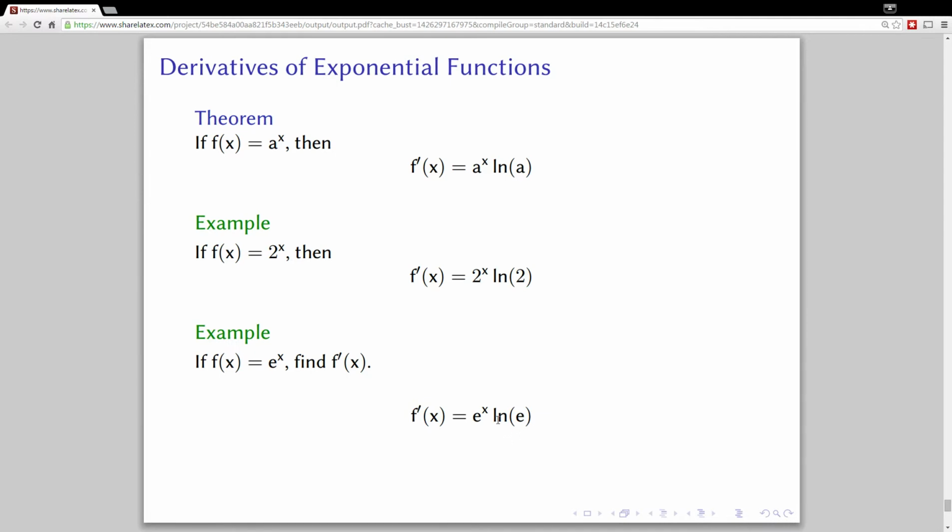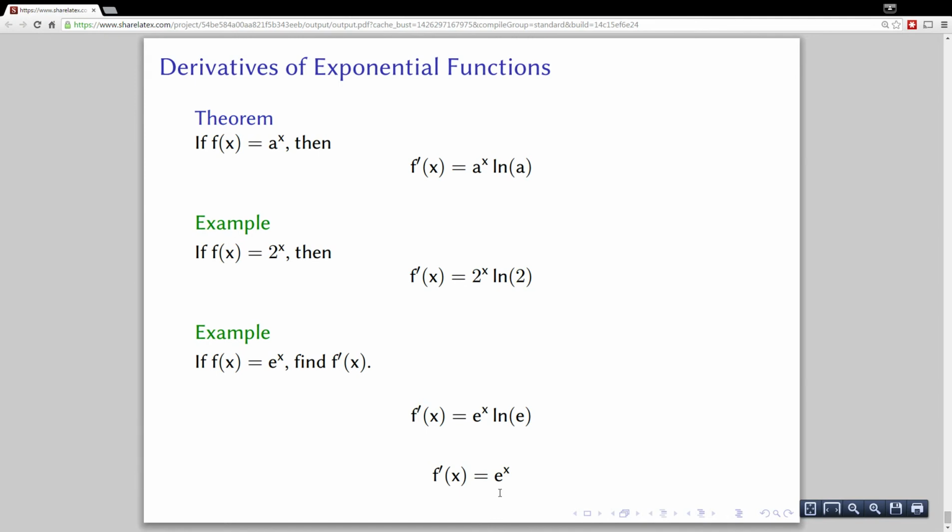Well, the natural log of e turns out, because ln is log base e, and I'm taking that ln of e, that number is just equal to 1. So this whole part right here is just equal to 1, and 1 times e to the x is just e to the x. And so we get a really nice property about e to the x. It's its own derivative. There's no function that's easier to take the derivative of than e to the x. All you've got to do is rewrite it. You really don't do anything other than just write it down again.